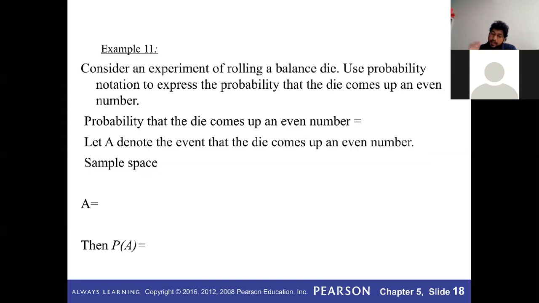I'll do this example and go to the questions. Consider an experiment of rolling a balanced die. Use probability notations to express the probability that the die counts up an even number. First of all, the sample space.